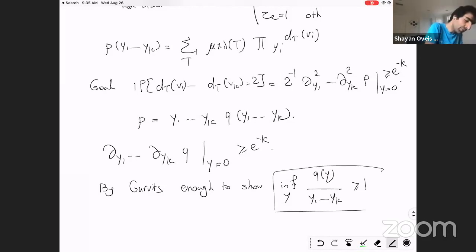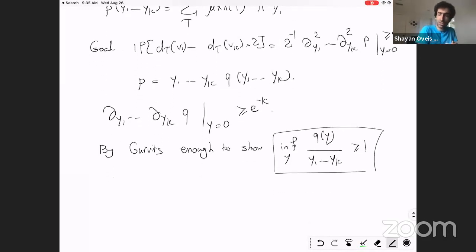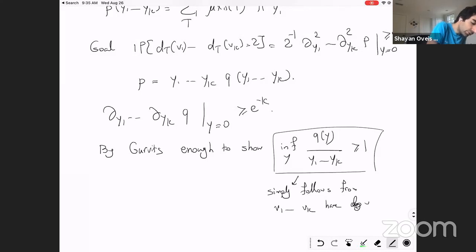I'm out of time, so let me not prove this. You can read the proof in the notes. But this basically simply follows from the fact that v_1 up to v_k have expected degree 2 in the tree.